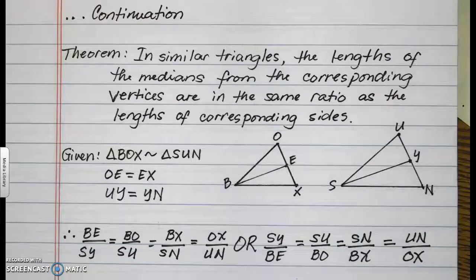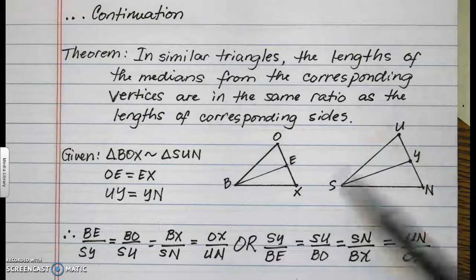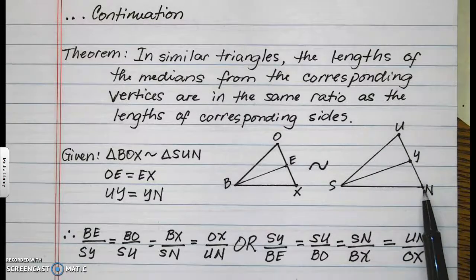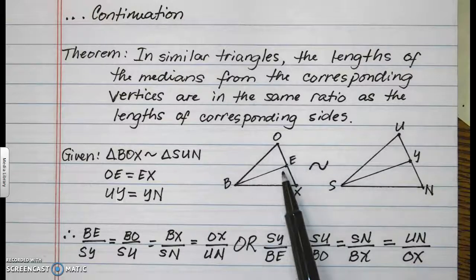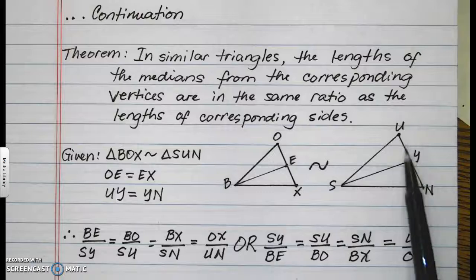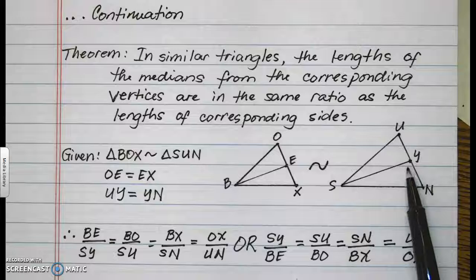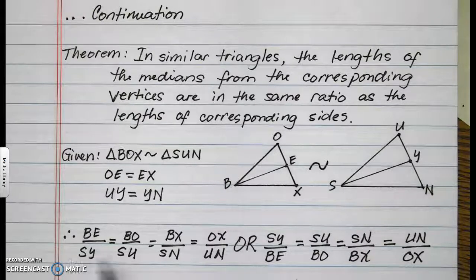This only means that in this example, triangle BOX is said to be similar to triangle SUN, and so OE is congruent to EX, which means that that's the midpoint, making BE your median. And in this case, UY is equal to YN, which again makes SY your median. It connects the vertex to the midpoint of the opposite side. So what happens when you have this are all these.